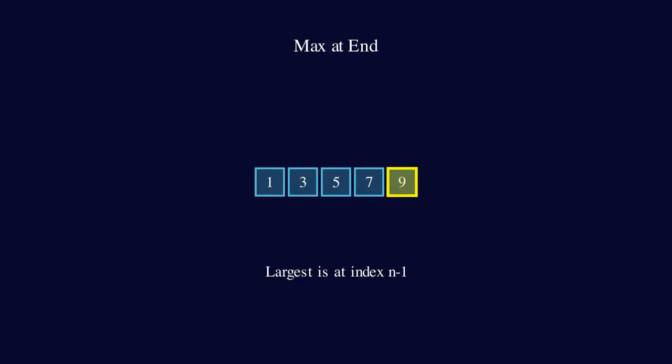Once sorting is done, the largest value sits at the very end of the array, at index n-1. You don't need to hunt around. Just look at the last position. That single spot holds the maximum element we will compare against in the next step.